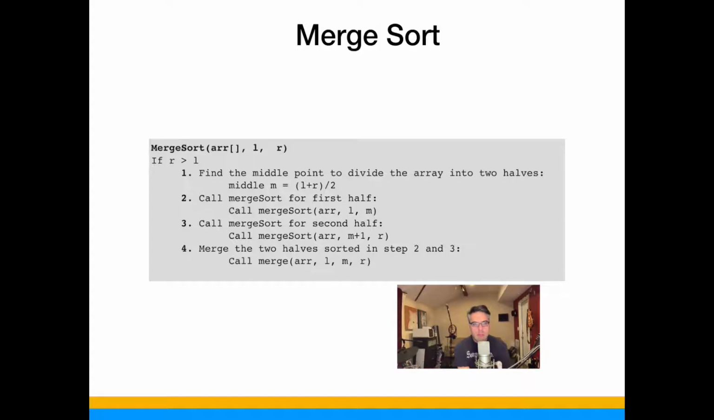So this is the algorithm of merge sort. We're going to find the middle point to divide the array into two halves. Then we're going to call merge sort for the first half. Then we're going to call merge sort for the second half, and then we are going to merge the two halves and return that to the stack.